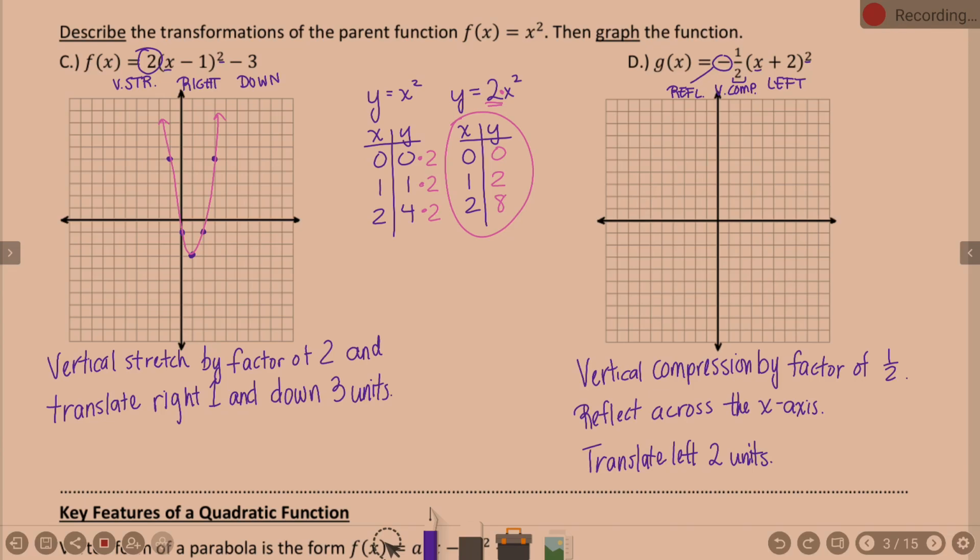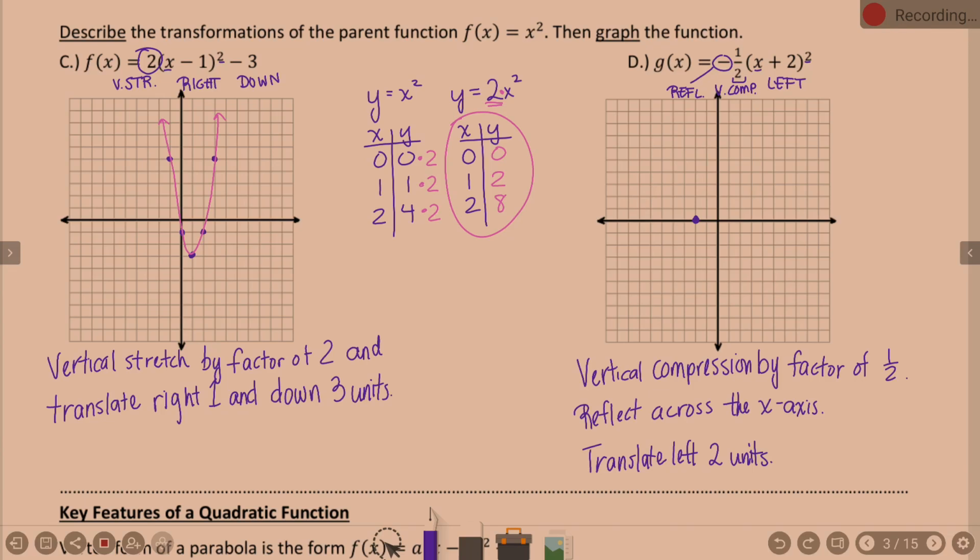Once you get all that, think about where your vertex is going to be. Where are we going to move this graph? Left 2. I don't have any other movement that's going to affect my vertex. So my vertex will be negative 2, 0. Left 2, up or down 0. Now, reflect across the x-axis just means instead of opening up, it's going to open down.